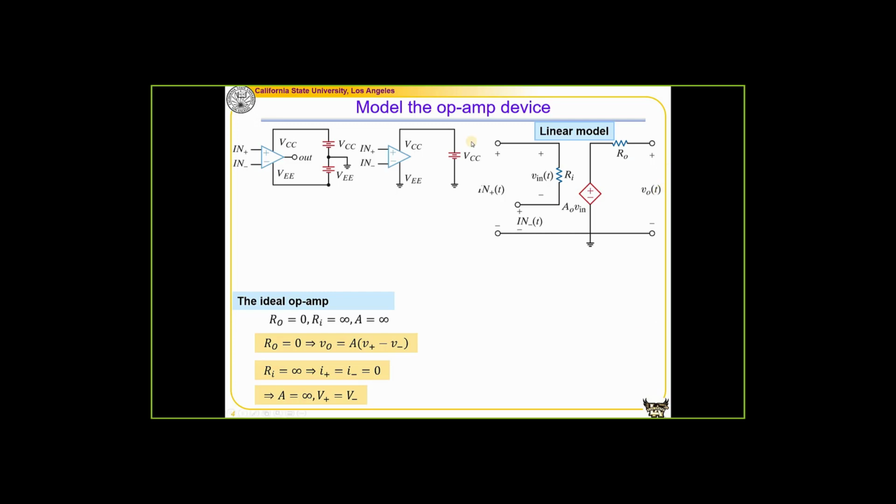The input signal will be either connected to the plus sign or connected to the minus sign, or you have 2 signals connected to both. What is the ideal opamp model? The ideal opamp model has 3 assumptions.